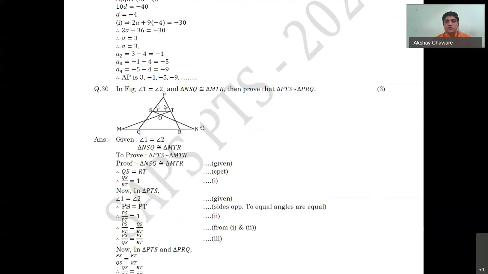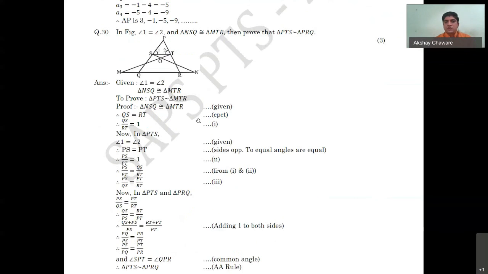Question number 30: in the figure, angle 1 equal to angle 2, triangles are congruent here, and then prove that the two triangles are similar. So if angle 1 and angle 2 are equal, we can use the isosceles triangle property here. So we can have PS equal to PT, right? Here the isosceles triangle property: sides opposite to equal angles are equal. And another property, that triangle NSQ is congruent to triangle MTR.